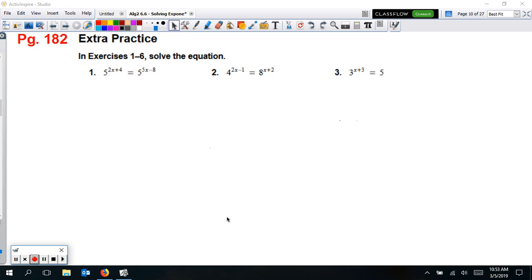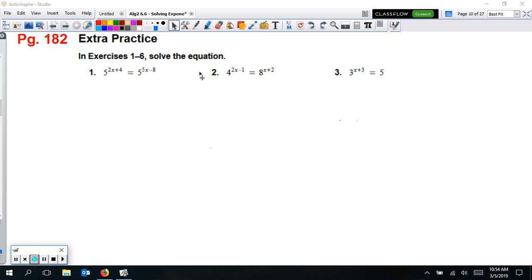Okay, so here on page 182, our first 3 problems in the extra practice, we're solving the equations. On number 1, we already have base 5 on this side to the exponent of 2x plus 4, and base 5 on the other side to the exponent of 5x minus 8. So we could zap both sides with log base 5, and that would cancel out our base 5's.